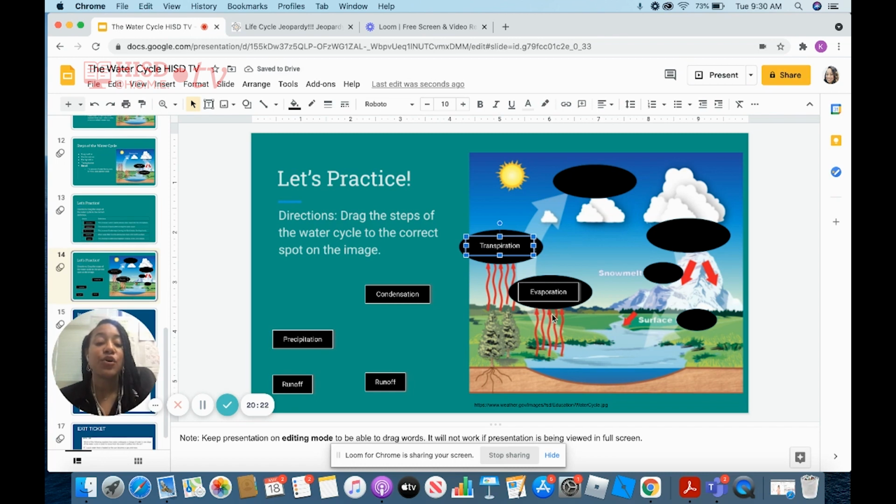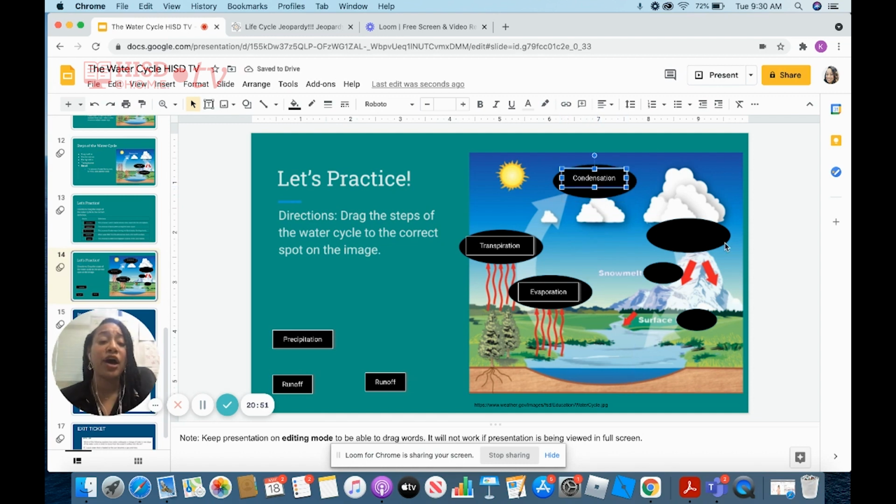All right. So now that we have our water change from a liquid to a gas, we're going to move to the next stage. And now, as you can see, this black circle is located over the clouds. This is the stage where water is changed from a gas to a liquid in the clouds. Do you remember what the name of that stage would be? Right. The name of that stage is condensation.